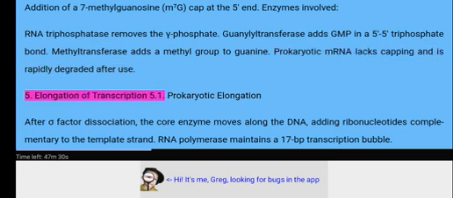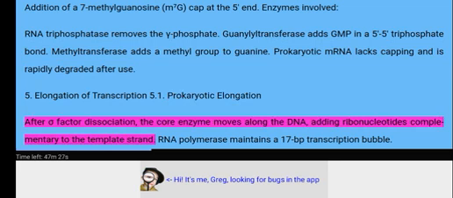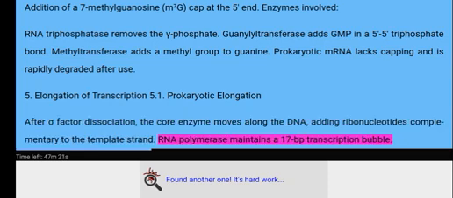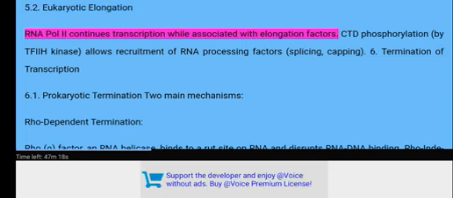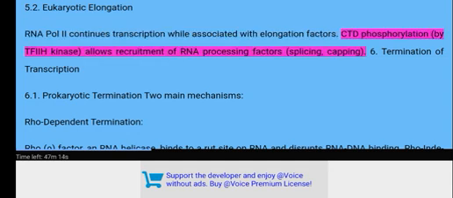5. Elongation of transcription. 5.1. Prokaryotic elongation. After sigma factor dissociation, the core enzyme moves along the DNA, adding ribonucleotides complementary to the template strand. RNA polymerase maintains a 17 bp transcription bubble. 5.2. Eukaryotic elongation. RNA pol II continues transcription while associated with elongation factors. CTD phosphorylation by TFIIH kinase allows recruitment of RNA processing factors: splicing, capping.